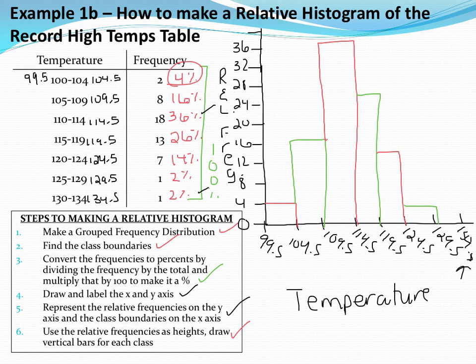That really wasn't 2. That was a bad 2. 2 should have been right there. That is how you make a relative histogram.